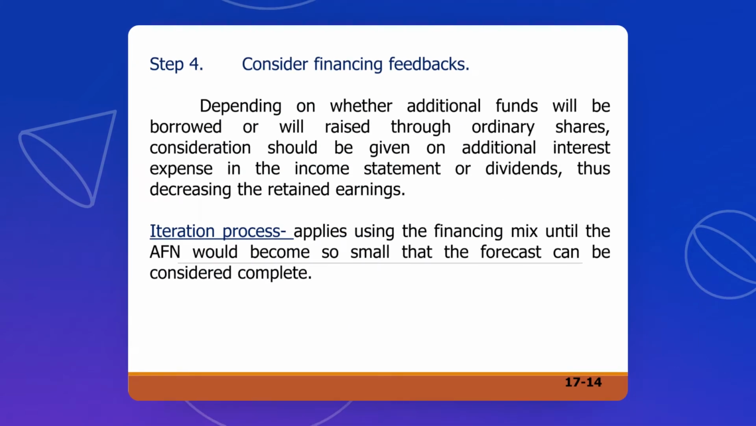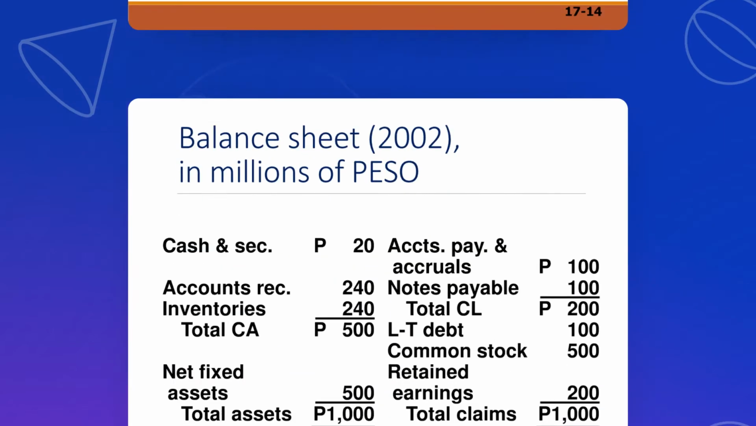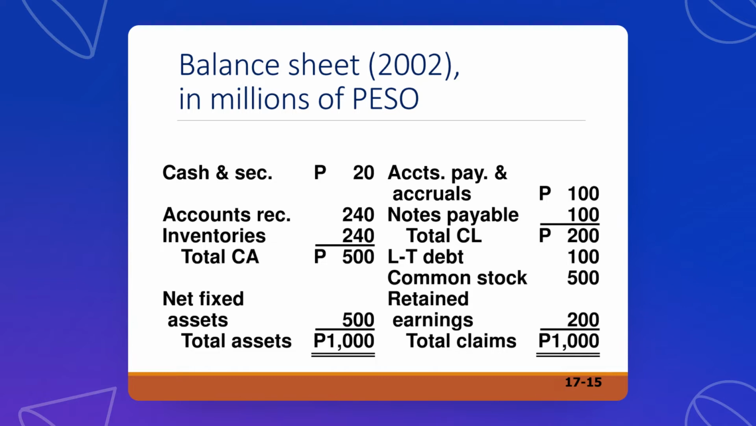Alright. And step number 4, please take note of this. Consider financing feedback. Okay? So depending on whether your additional funds needed will be borrowed or will be raised through ordinary shares, of course, we need also to evaluate kung tama ba ang ginagawa natin, particularly about your additional funds needed. Saan yung sources natin? Okay, sige. But before we begin with the financial forecast, first, with the balance sheet, you have your cash, short-term securities, account receivable, inventories, total current assets, net fixed assets or your PPE, accounts payable, notes payable, long-term debt, common stock, and retained earnings.